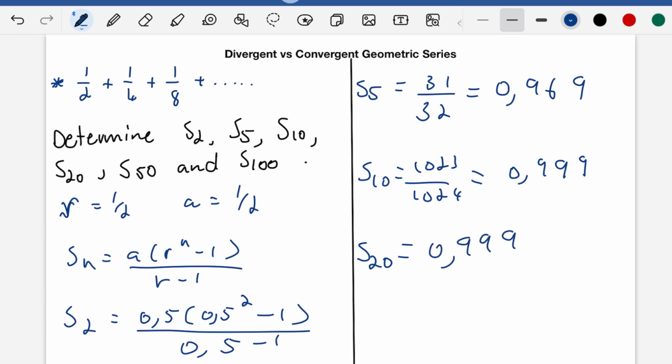You get 0,9999999. And if you put in place of n 50, the sum of the first 50 terms is 1. If you try to find the sum of the first 100 terms, it's also 1.